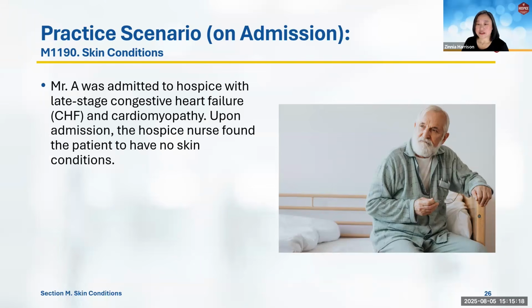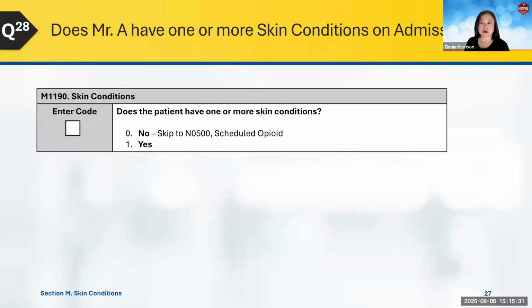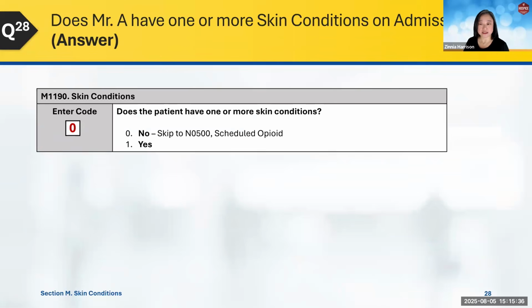We're now going to switch to this different patient. Mr. A was admitted to hospice with late-stage congestive heart failure and cardiomyopathy. Upon admission, the hospice nurse found the patient to have no skin conditions. So, how would you answer skin conditions for Mr. A? Well, on the next slide, on admission, Mr. A does not have any skin conditions noted. Therefore, skin conditions should be coded 0, no. Because there were no skin conditions noted, the nurse will skip over to the next 2 skin items to section N.